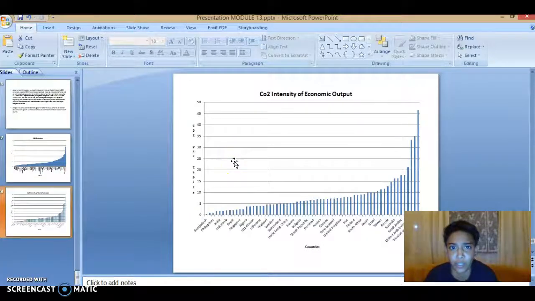So this is the second chart, CO2 intensity of economic output, where you can see that Saudi Arabia, United Arab Emirates, and Trinidad and Tobago depend on oil production. That's why the CO2 intensity of economic output is high. Because of the oil, the economic output is higher. In Bangladesh, the Philippines, and India, they don't produce so much CO2 intensity that affects their economic output.